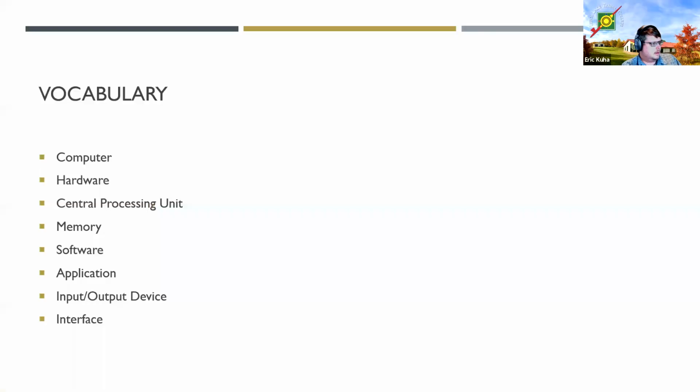Anyway. So some vocabulary words that we'll look over: computer hardware, CPU, memory, software. What is an application? What is an input-output device? What is an interface? We're going to look at all of these. All these will come up.